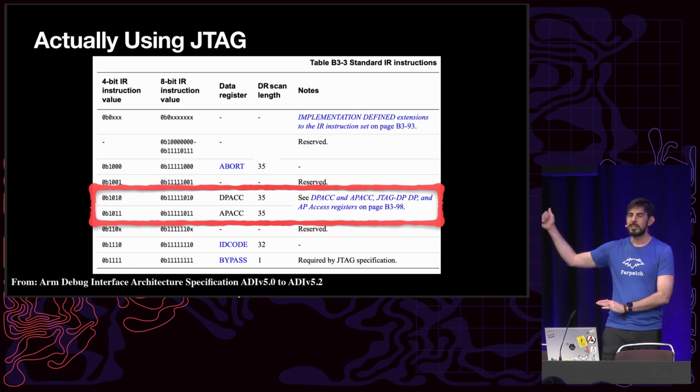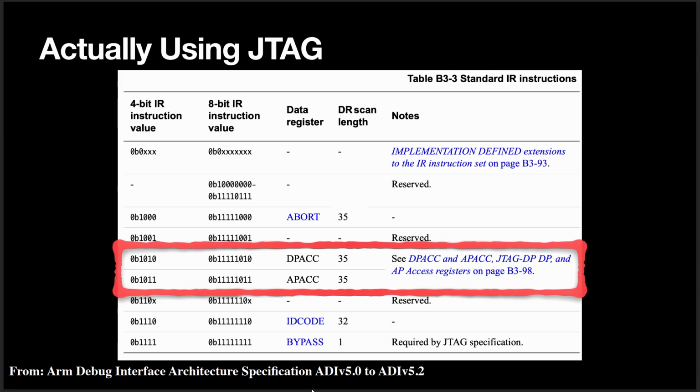There is this lovely table in the reference manual that I'm going to be talking about a lot, the ARM Debug Infrastructure Architecture Specification ADI v5.0 to 5.2. You can see the ID code in there at the bottom. There's the bypass register that's required. But we're interested in these 2 registers right here, DPACC and APACC. And let's look into those a little bit more.